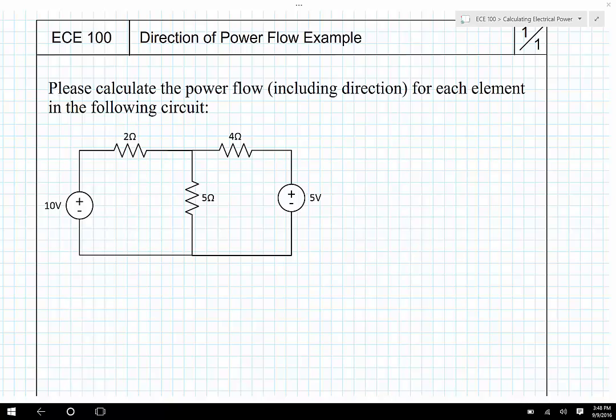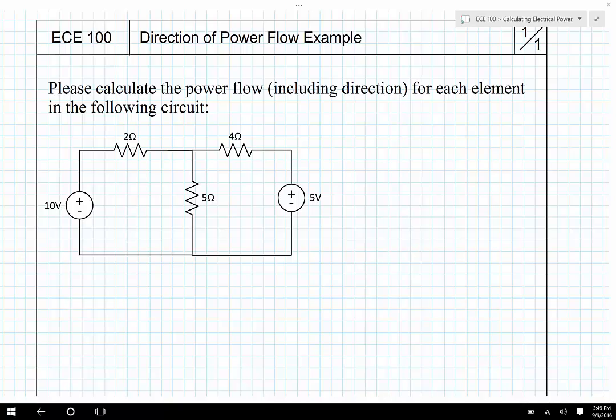So our job in this example is a bit more involved than the previous example for a couple of reasons. First of all, we have to account for the direction of the power that's associated with each element. Well, we know the direction of the power associated with the resistors. It's going to be absorbed. But we're not sure about the 10 volts versus the 5 volts.